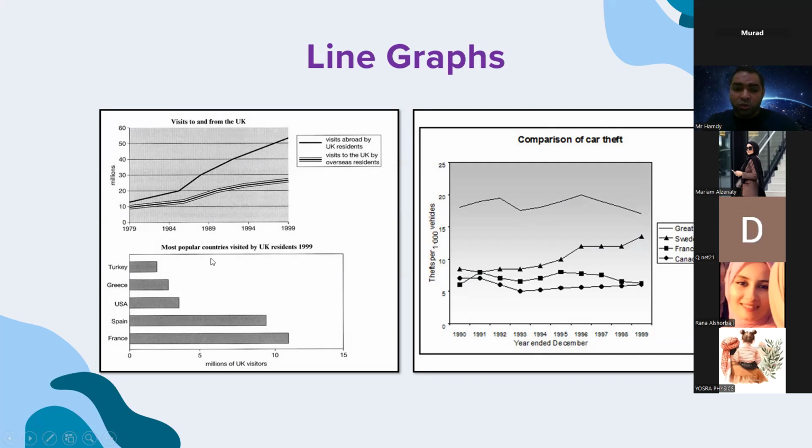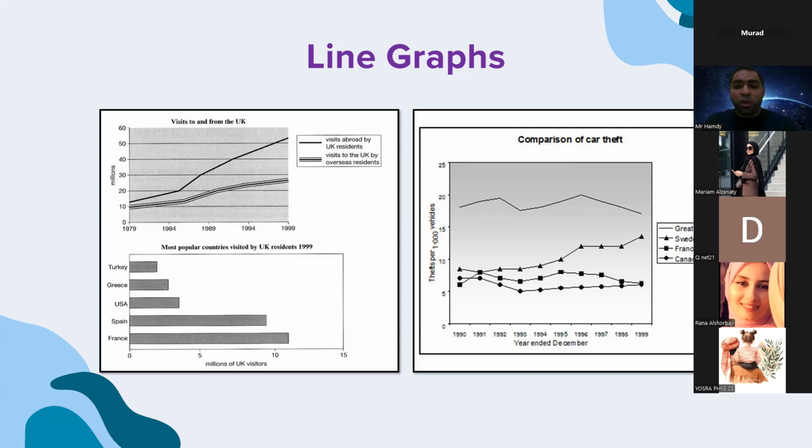What about the second one, Rana? The most popular countries visited by UK residents, 1999. Yeah, 1999. This is the first and the second one. What about the third? Have a look here, guys, at this line graph. Comparison of car theft. Yeah, that's right.